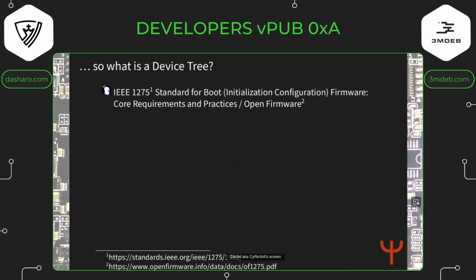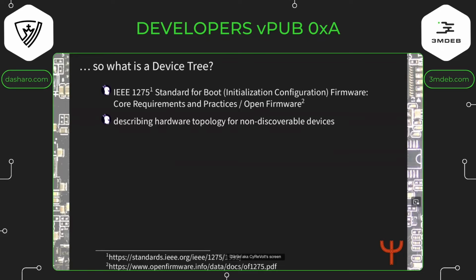Device tree actually started in the early 90s already. It was even a standard, IEEE 1275, the Open Firmware standard. That's where the device tree was initially described. What it does is essentially, it's a description language for hardware topology.